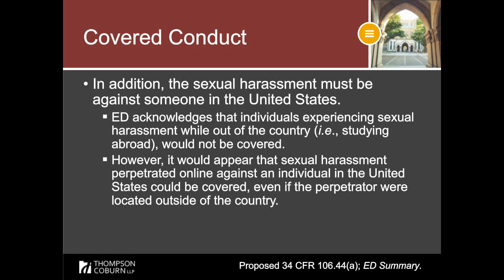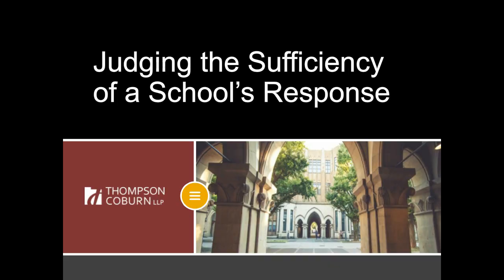It would appear that sexual harassment perpetrated online against an individual in the United States could be covered even if the perpetrator were located outside the country, right? If you go back through all of these, if you have actual knowledge, a person sitting inside the United States, and it's covered conduct, then it could be covered even, again, if the perpetrator is physically outside the United States when it happens. The department doesn't get into the online piece, and that may be somewhere where the schools listening in today who have significant online programming, you may want to ask the department some questions, and that's the kind of thing you can pose in the commentary or suggest in the commentary, that the department should address with specificity, situations involving online education. Okay.